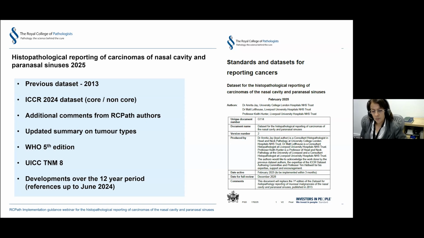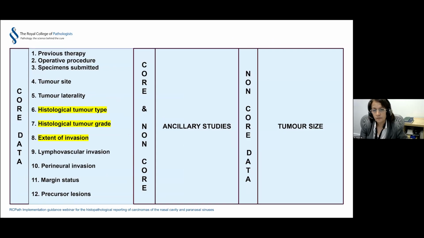The tumor subtyping is based on the current WHO 5th edition sinonasal tumors, and the staging is as per the TNM8 UICC. So amongst the dataset items, the only non-core data item in the sinonasal region is the tumor size. All the others are in the core data, and the ancillary studies are somewhere between core and non-core, and we will discuss that in a bit more detail.